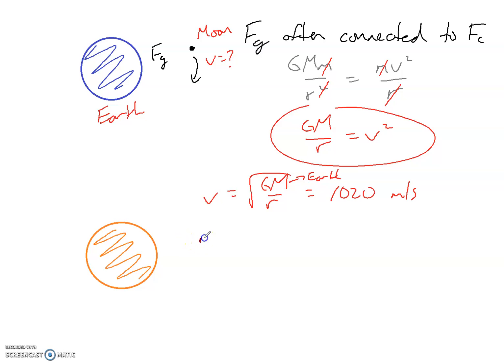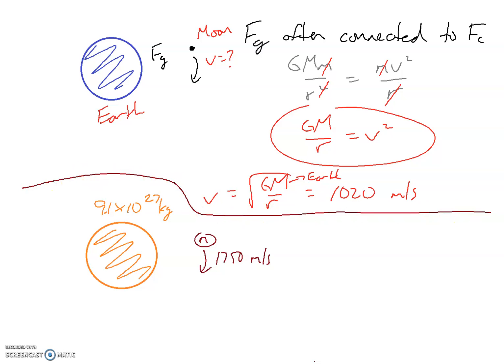Suppose we have a mass of some kind orbiting the planet, and let's say the planet over here is 9.1 times 10 to the 27 kilograms. Okay, and let's say our little guy over here is going 1750 meters per second. Let's just do a little division. There we go. And I want to find out what is the radius of the path. Okay, first of all, you don't have the mass that's going around, but again, it doesn't matter.